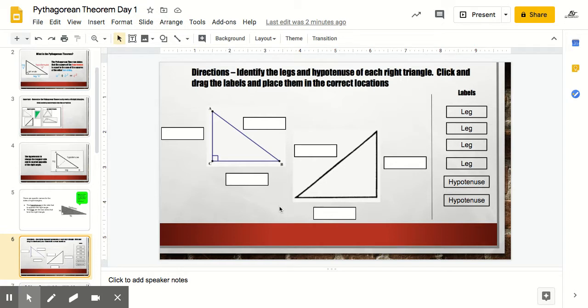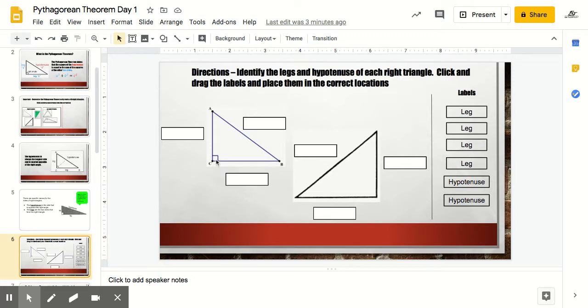Okay, so let's just take some time to identify the legs and the hypotenuse of each right triangle, because sometimes you're going to be asked to find a leg and other times you're going to be asked to find a hypotenuse, and you need to be able to identify which is which. Okay, so if we look at this triangle right here, start with your hypotenuse.